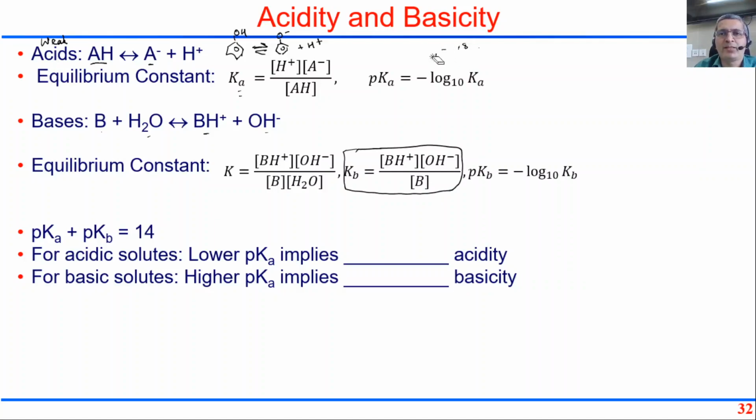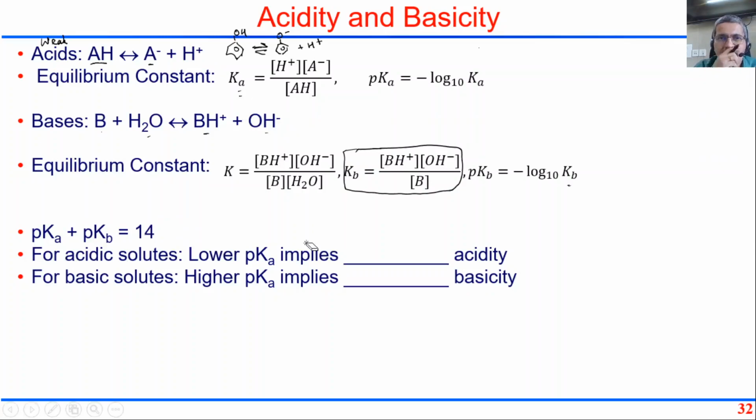We write it like we do for pH, as minus log to the base 10 Ka, or we write pKb as minus log to the base 10 Kb. And obviously in your undergraduate course you must have seen that pKa plus pKb would be the ionic product of water, H plus and OH minus. I should not say solubility product, I should say ionic product of water.